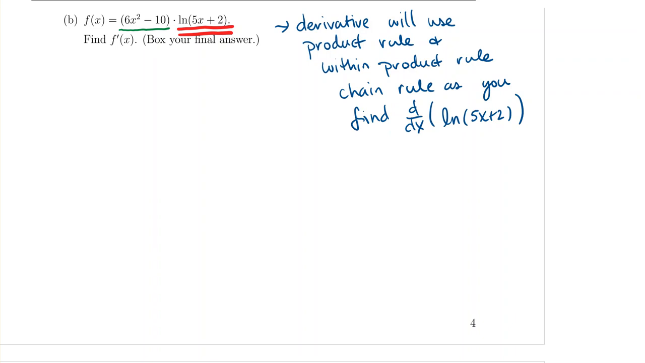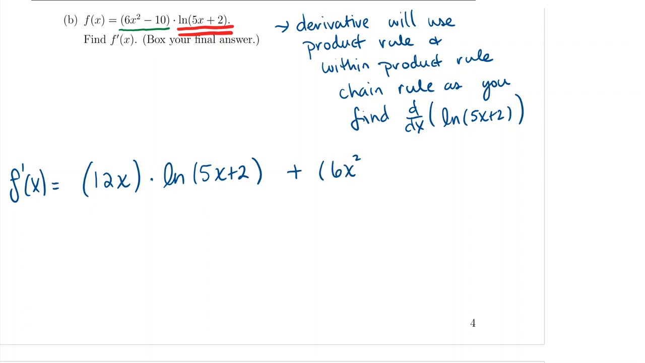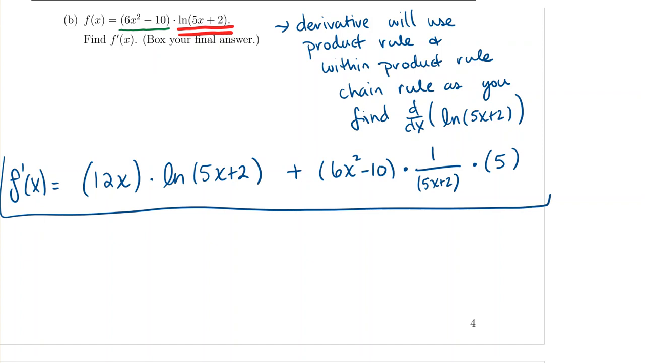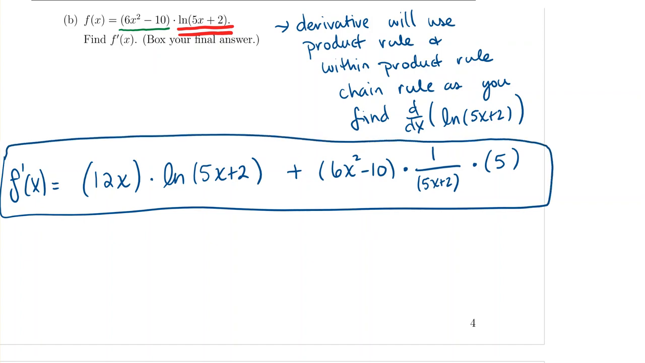So we begin by finding with product rule, it's the derivative of the first term, which is 12x, times the second term left alone, plus the first term left alone, times the derivative of the second term. In general, the derivative of ln of x is 1 over x, so by applying chain rule, it's 1 over, leave the inside the same, times the derivative of the inside; the derivative of 5x plus 2 is just 5. Since we're asked not to simplify, we can leave our answer just like that.